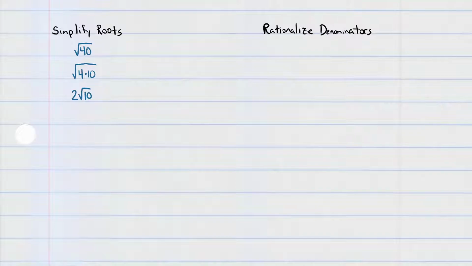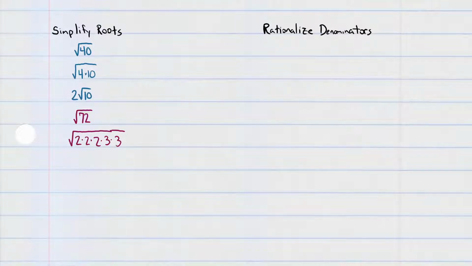Well, what if you have a number that's a little bit larger? Okay, let's say you had the square root of 72. Well, if you break this all the way down to its prime factors, and you can make a factor tree on a piece of scratch paper or something like that, 72 is 2 times 2 times 2 times 3 times 3.